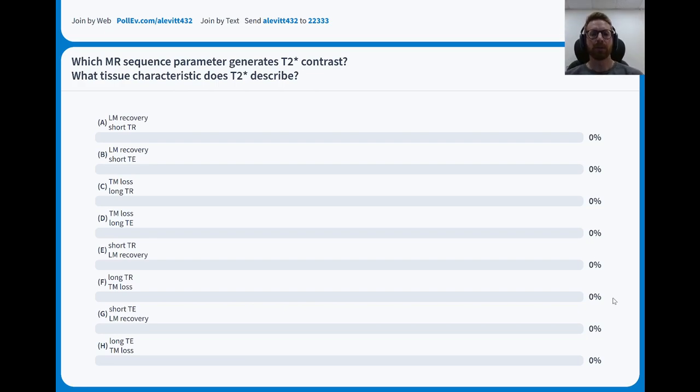T2 star, T1, and proton density contrast. Let's get started with some pull everywhere questions. Go ahead and pause the video and answer them. I'll go over the answers after I cover the relevant sections.